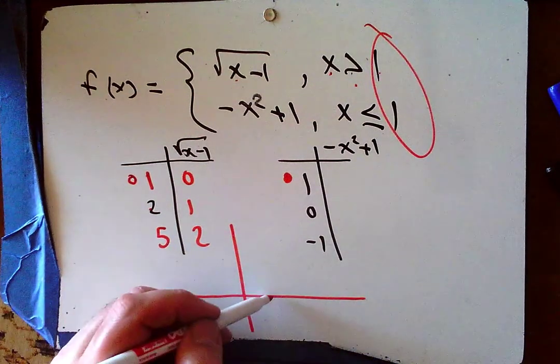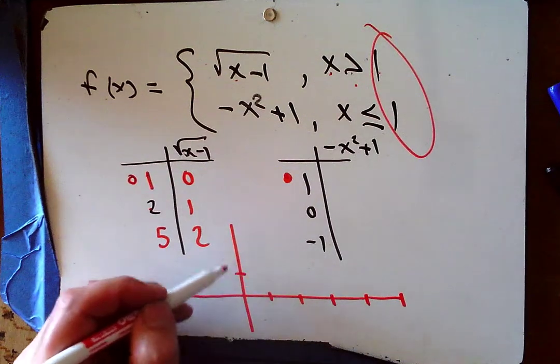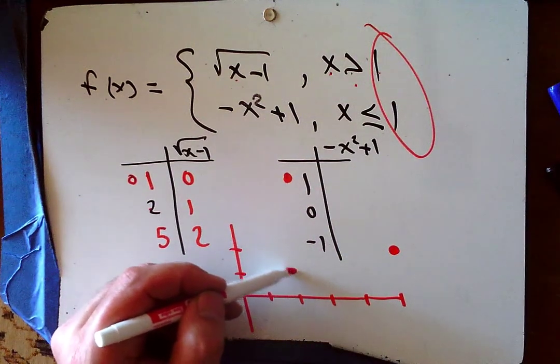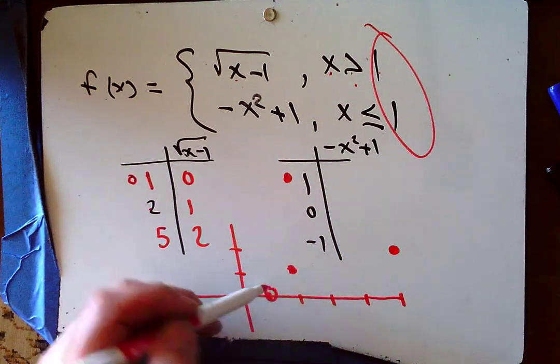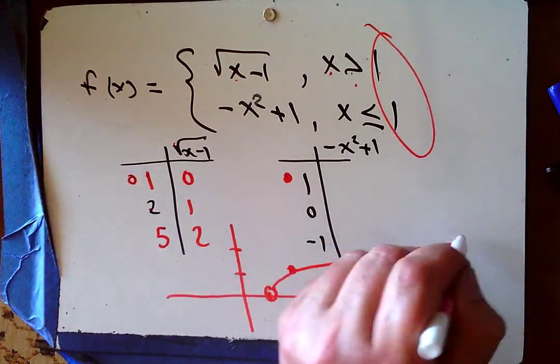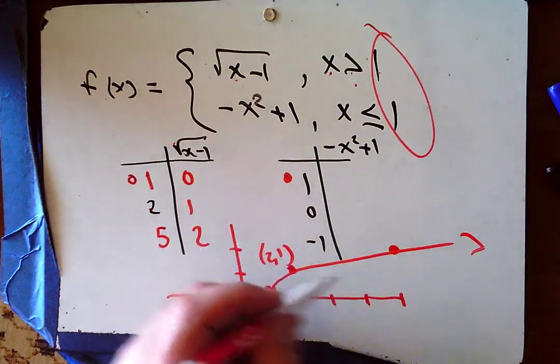1, 2, 3, 4, 5, 2. So we've got 5, 2, we've got 2, 1, and we have 1, 0. Remember, this is square root of x, and so I need that square root of x shape there. Don't forget to label the points on the graph.